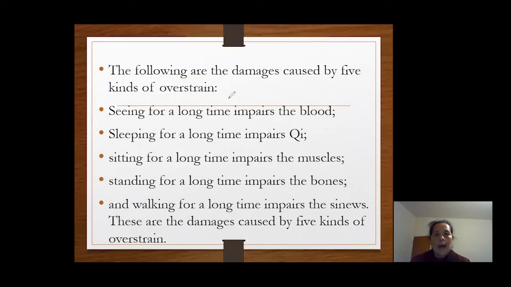Then we discuss five different kinds of overuse: over palpitations for over here, overstraining, use too much.